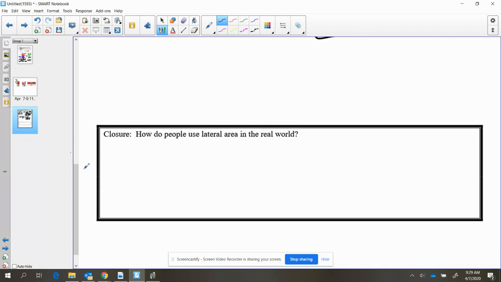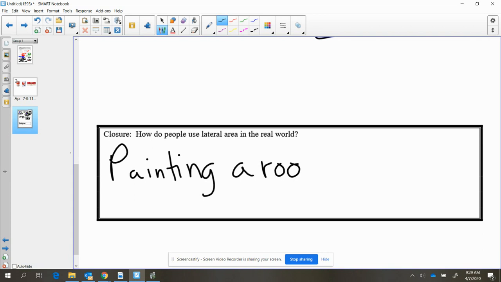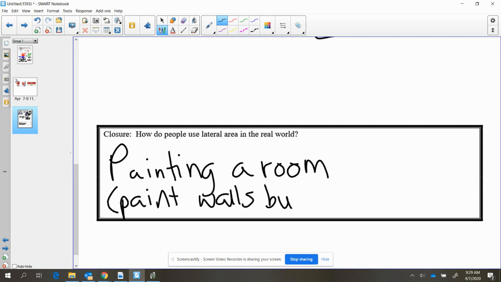Well, you could have chosen maybe the soup can example that we just talked about above, but going back to prisms yesterday, think about when you paint a room, right? Let's say you want only to paint the walls one color, but your ceiling a different color. If you want to paint the walls, but not the ceiling or the floor, that's lateral area.